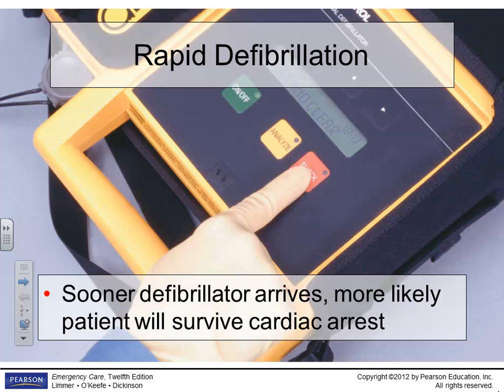Rapid defibrillation: as soon as the defibrillator arrives, the sooner it arrives, the more likely you're going to have a better outcome. One of the questions is on your test. If you have a patient in cardiac arrest when you get there, and family members or bystanders are doing good CPR, you can see they've got a good rate, good compressions, they're ventilating the patient, how are you going to manage using your AED? As soon as possible. If you get there and nobody's doing CPR, when are you going to use your AED?